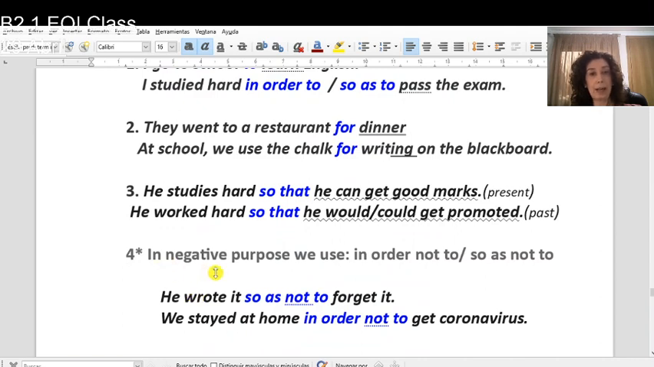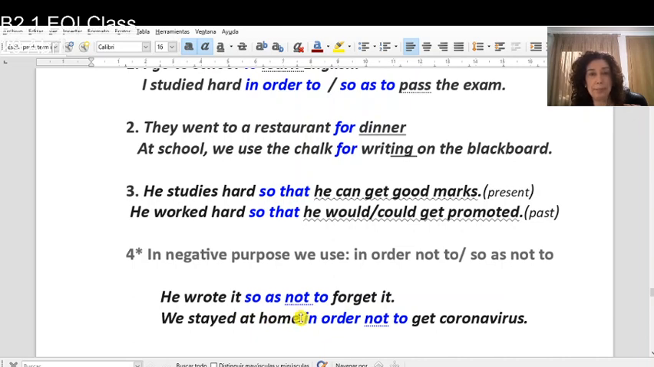Remember, in negative purpose, we use in order not to, or so as not to. He wrote it so as not to forget it. We stay at home in order not to get coronavirus. ¿Por qué nos quedamos en casa? Para no coger el coronavirus, ¿vale? Para no infectarnos. Es la finalidad. In order not to, or so as not to.